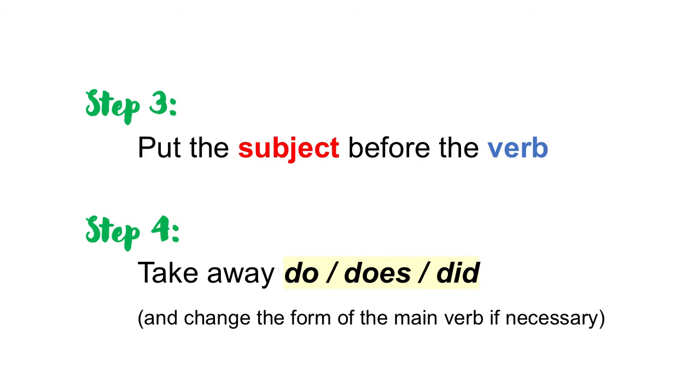After the reporting verb in step 1 and whether or if or the WH question word in step 2, in step 3 we put the subject before the verb. After that, in step 4, we remove do, does, or did and change the form of the main verb if necessary.